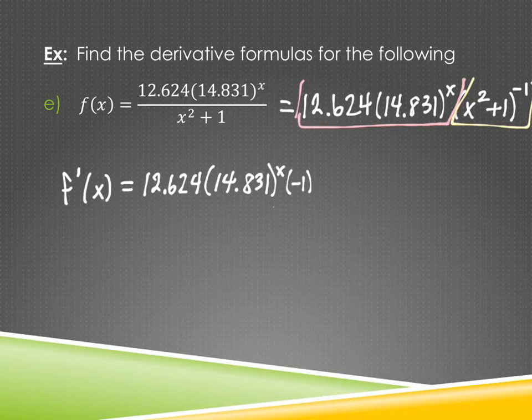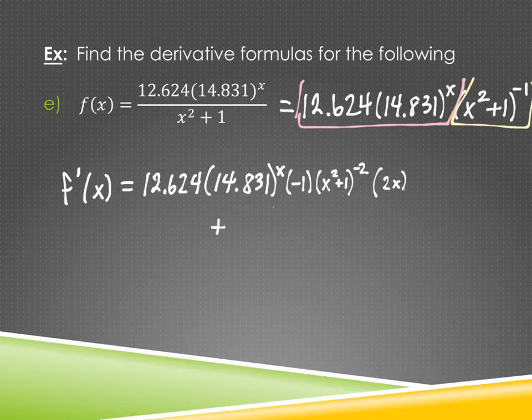All right, so I've brought the -1 down. What do I do to the inside? I leave it. I rewrite it, x squared plus 1. What will the new power be? -2. And then I need the derivative of the inside, which is 2x. Very good. All right, I'm just going to move on down here and put a plus sign here.